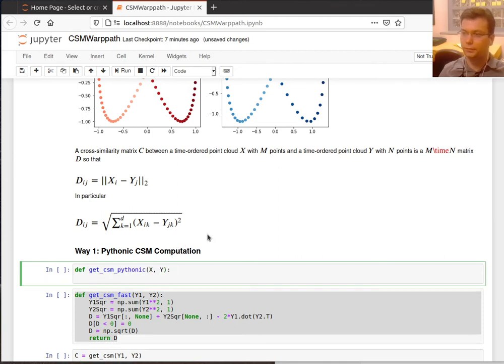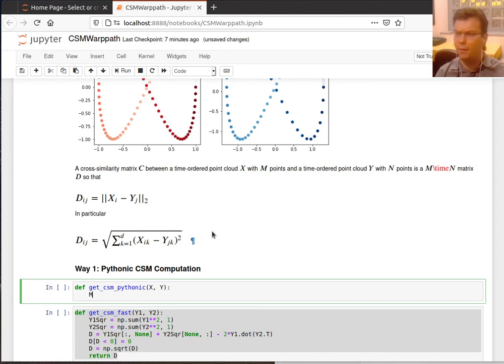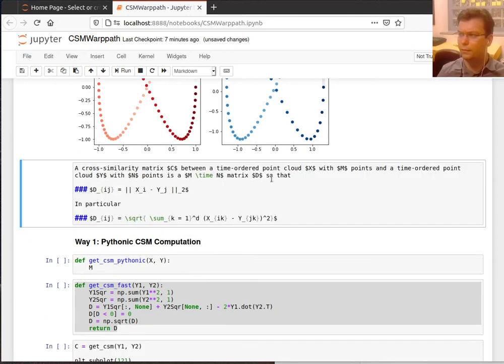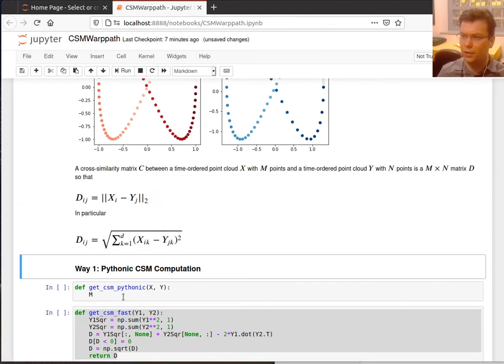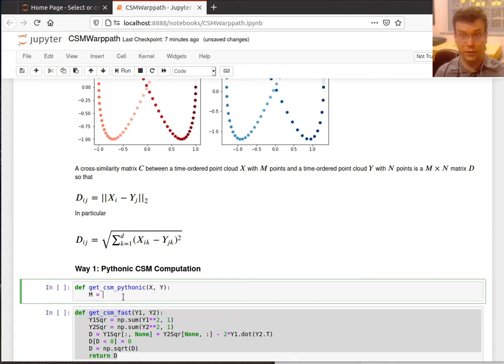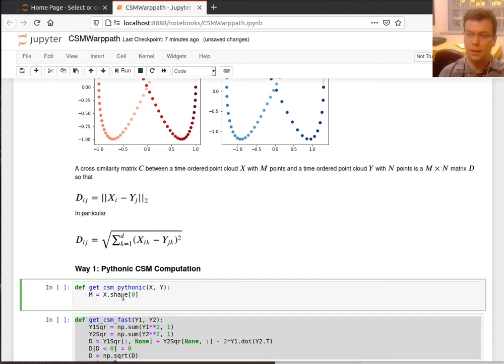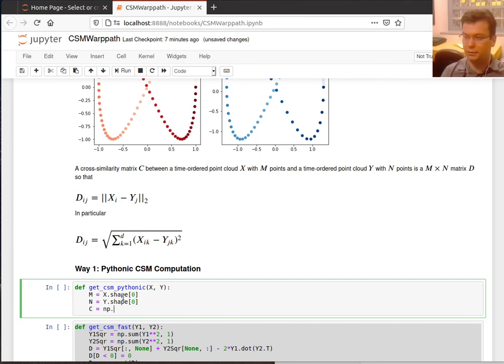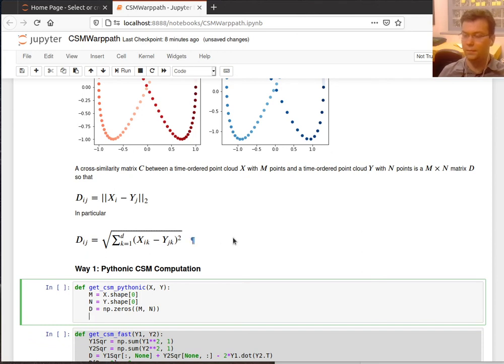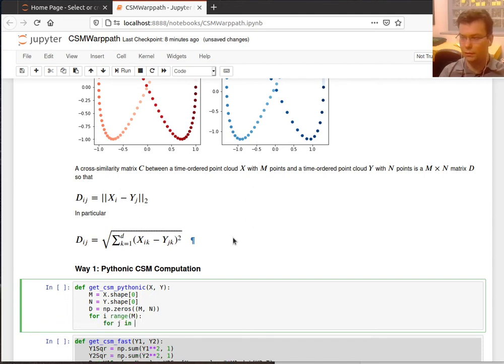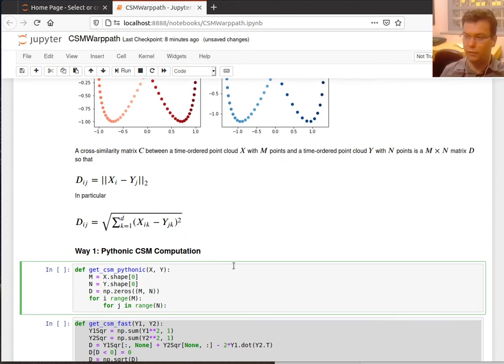xy. All right, so m is the number of points in x, so m is equal to the number of rows in this x matrix, x.shape[0]. N is equal to the number of rows in y. Let me just allocate some space for my array. So it's going to be an m times n matrix, or I guess I called it d. Okay, so let me loop through all the rows of this matrix, and for each row, I'm going to loop through every column.